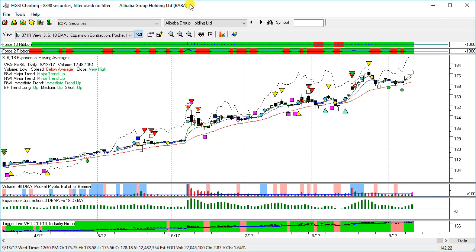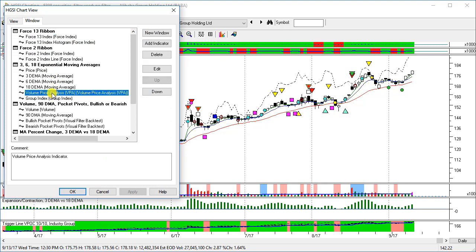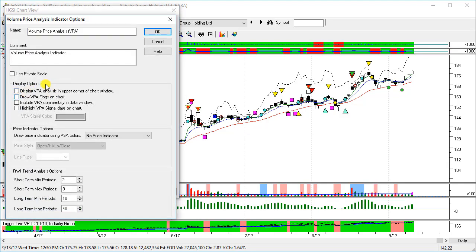In the next video, I'm going to get into volume price analysis, or VPA, and that's represented by these different colored shapes in the view, and also over here, which is an explanation, but I don't want to talk about that in this video. I'm going to go in and edit the current view, go to my volume price analysis, and deselect the display VPA analysis in the upper corner of the chart window, or the VPA flags on the chart.